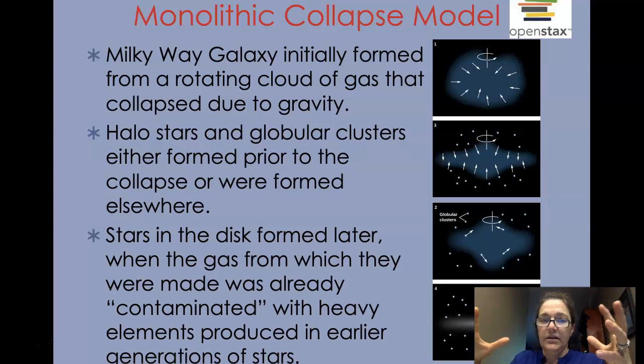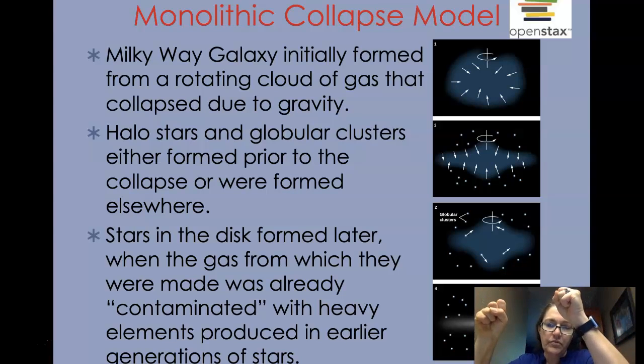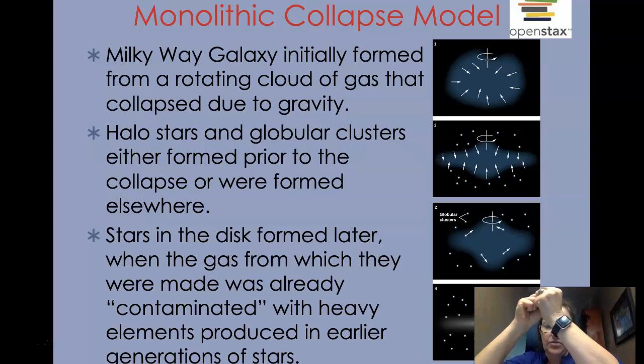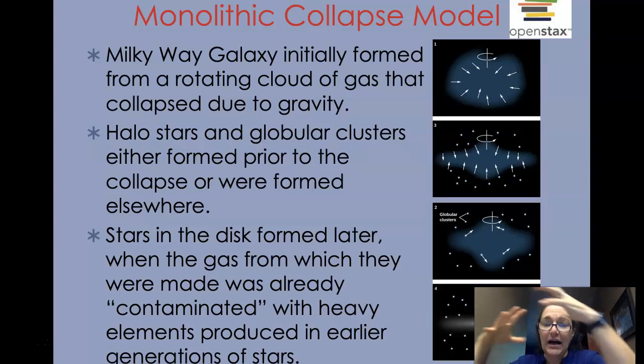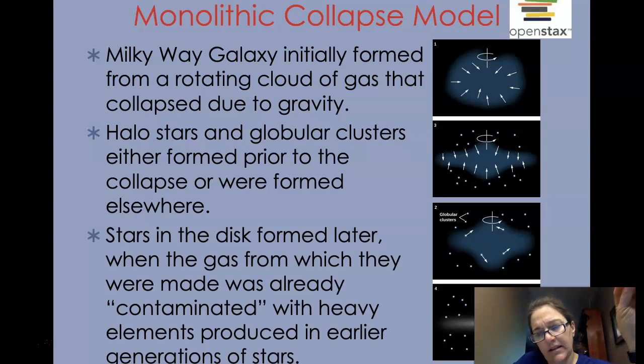The halo stars and the globular clusters possibly were stars that formed and they were gravitationally attracted to each other, so they got left behind as the cloud condensed. It is also possible that they formed elsewhere in the galaxy and were attracted to this collapsing cloud.